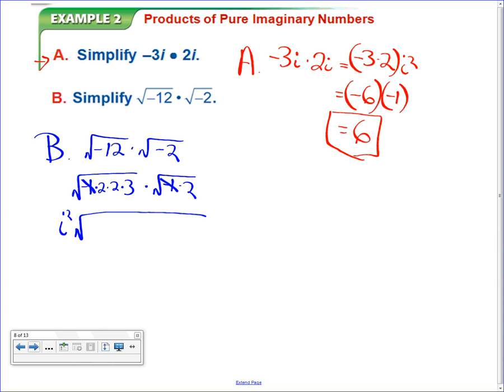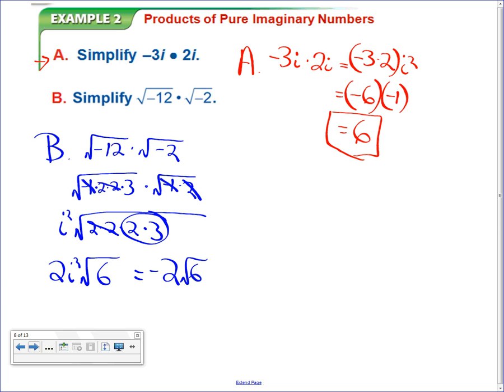And then I've got the 2 here, 2 times 2 times 2, I've got 2 right there, and then I've got that 3. So what I'm going to kick out here is a pair of 2's, so that's 2i squared, and what's left inside is 2 times 3, which is 6. 2i squared root 6, where i squared, remember, is negative 1, is negative 2 root 6.